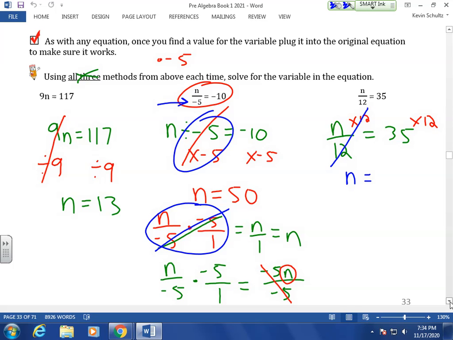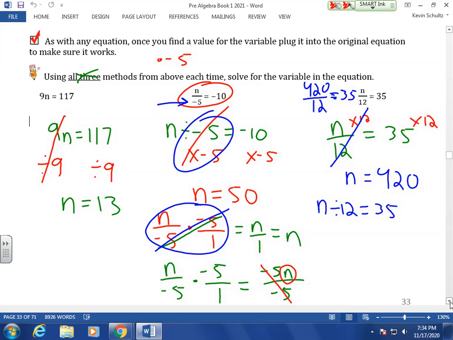N is by itself, and 35 times 12 is 420, I think. I'm going to go with it. Yes. Okay. And so we get n to be 420. And to check that, 420 divided by 12 equals 35. Yes, indeedy.